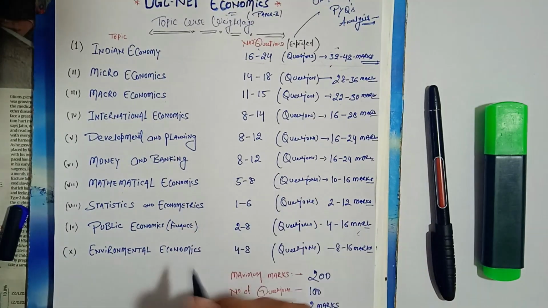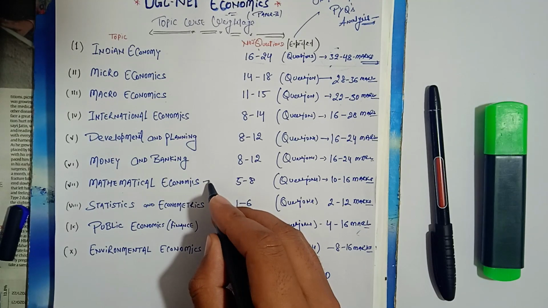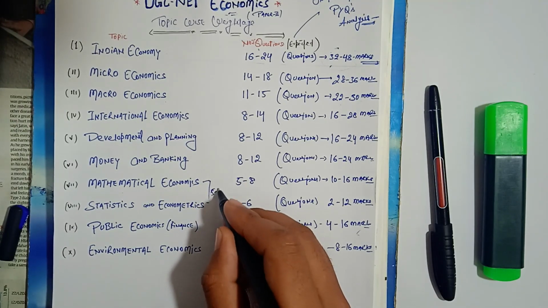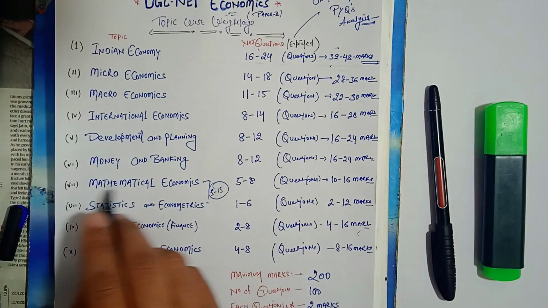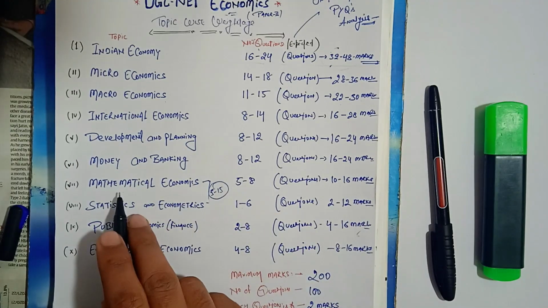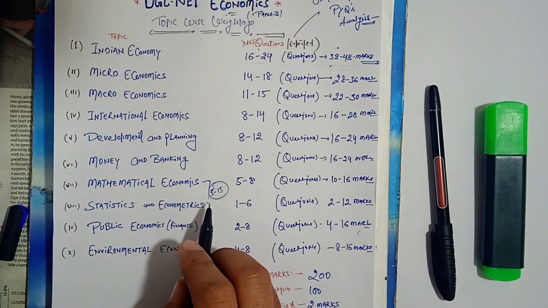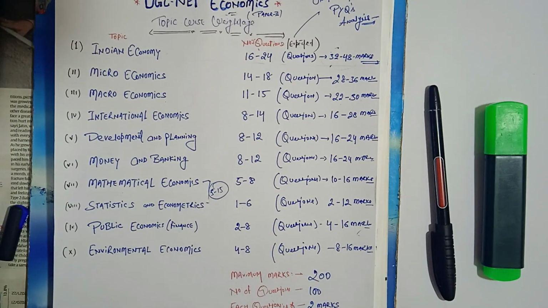Jointly, we could say 5 to 15 questions come from mathematical economics and statistics sections. So 5 to 15 questions come from this section also.